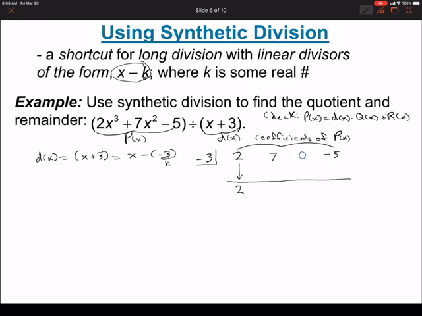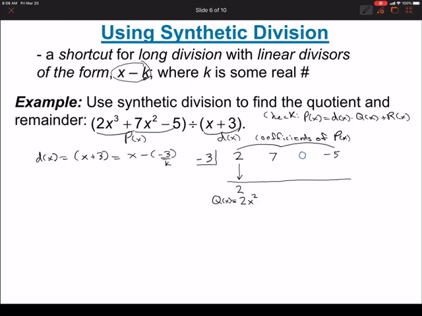Now this 2 is going to be the coefficient of the leading term in your quotient. So our quotient polynomial is going to have a leading term coefficient of 2. Now you say, well, what degree is that term? Well, if we have a cubic and we're dividing by linear, we're going to have a quadratic. It's always going to be one degree less than your dividend if we're dividing by a linear polynomial. So this is going to be the x squared term, so we have 2x squared for our leading term of the quotient.